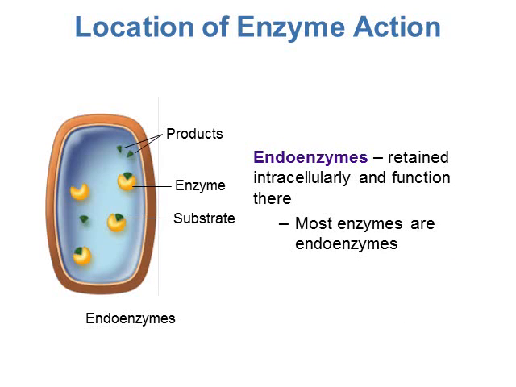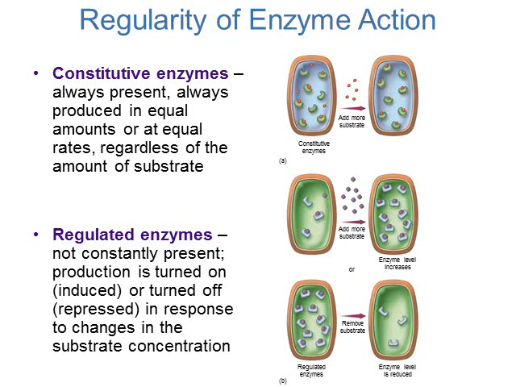Other types of enzymes are called endoenzymes. These are enzymes that are just retained intracellularly, so they stay inside of the cell and function there. Most enzymes that cells make are endoenzymes, so they're used for the internal metabolic reactions. We can also categorize enzymes based on when they're available. Constitutive enzymes are always present, always produced at equal rates, regardless of the amount of substrate that's available for those enzymes to work on. So those are always there.